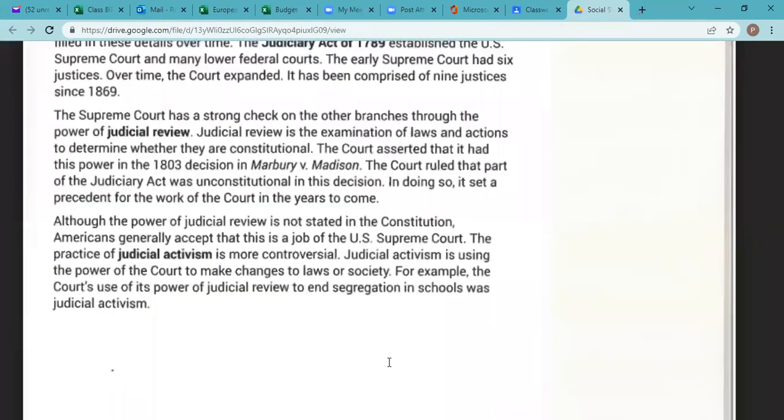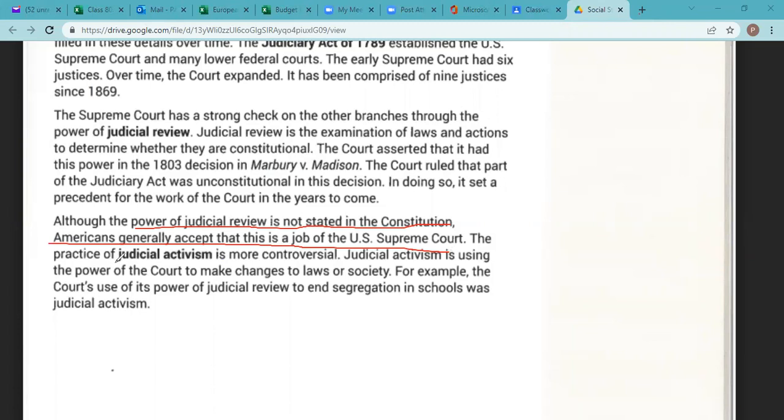Then in the next paragraph, it says, although the power of judicial review is not stated in the Constitution, Americans generally accept that this is the job of the U.S. Supreme Court. So, if we think, okay, so the case did not go well in the lower inferior courts, that's what they call them, inferior courts. So if something did not go well in the state court, they just keep going up and up until it reaches, like I said, the Supreme Court.